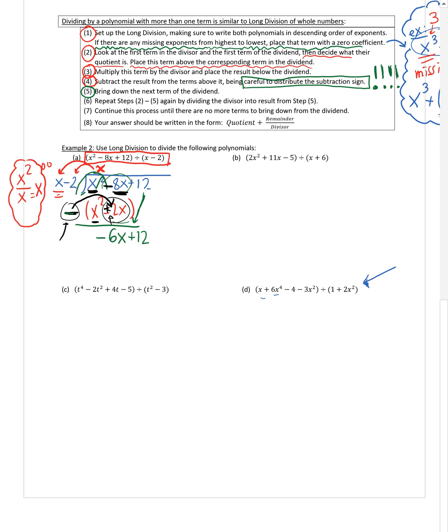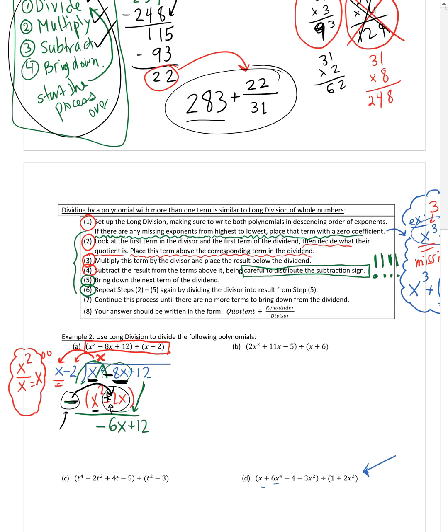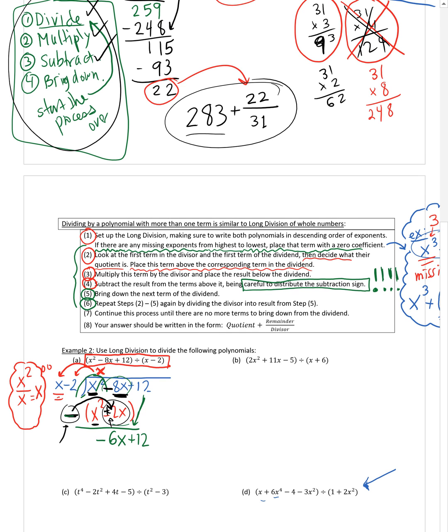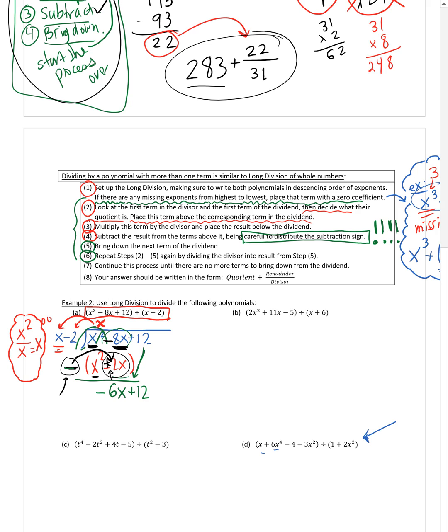Alright, so we've done step 5. Now let's look at step 6. It says to repeat the steps, like we wrote above. Remember when we did long division, we said these are your steps here: divide, multiply, subtract, bring down. Those are really what they're talking about when they say steps 2 through 5.